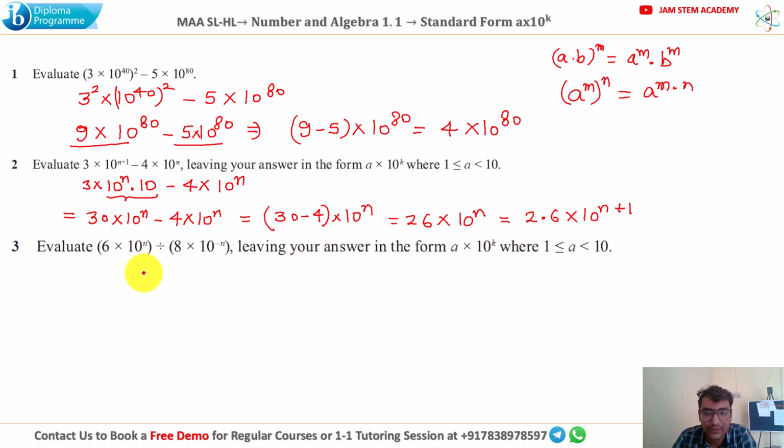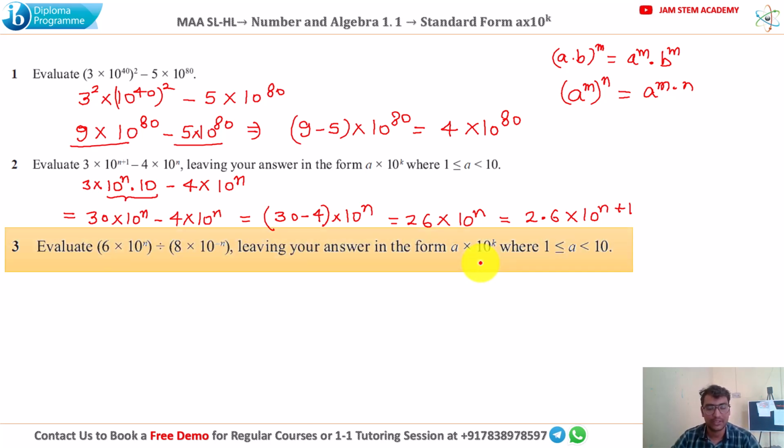Next one. This one is homework for you. What you have to do is try this question. Division sign is there. First, you have to divide these two terms and use the laws of exponent, and convert it into the standard form at the end. Okay. This one is your homework.